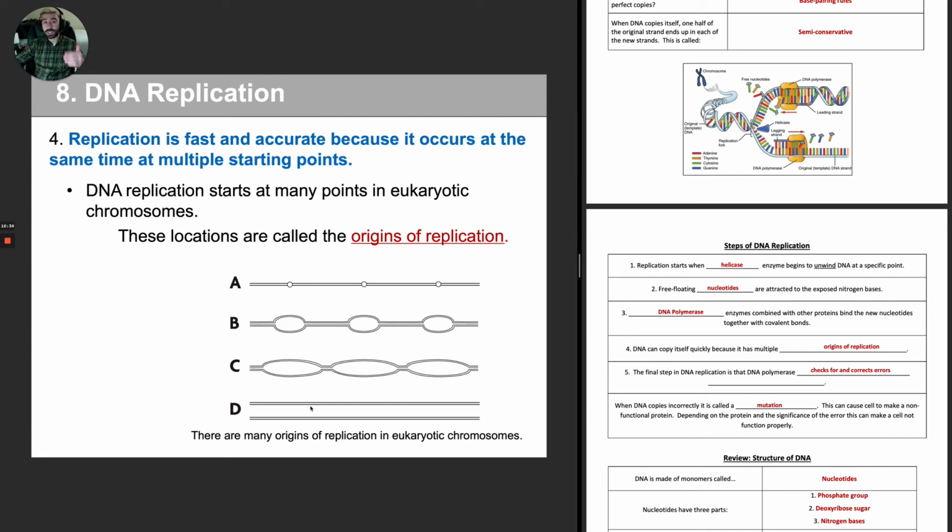So this happens pretty quickly, and it happens pretty accurately because no one spot is doing too much of the work. And again, we call these origins of replication, which are the places where they start, or starting points.